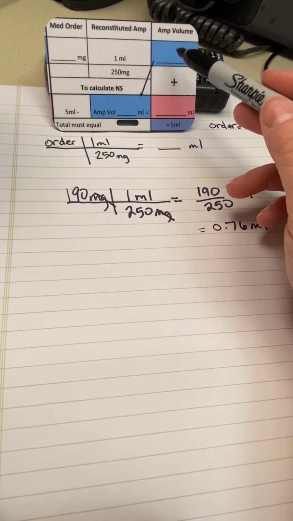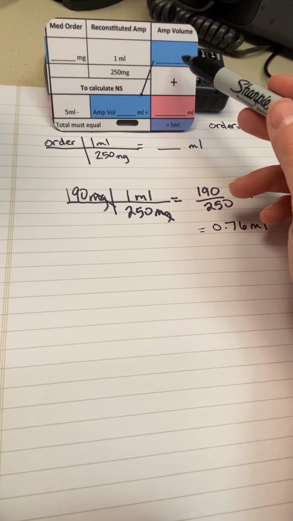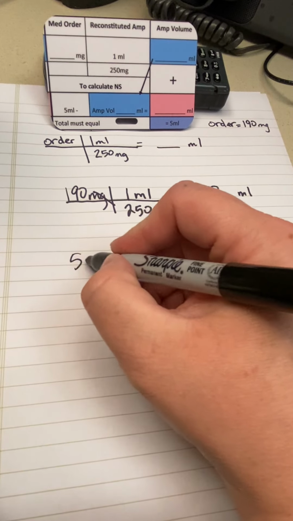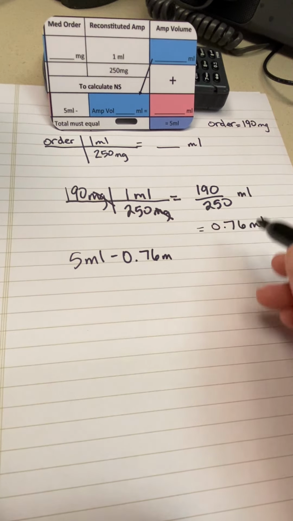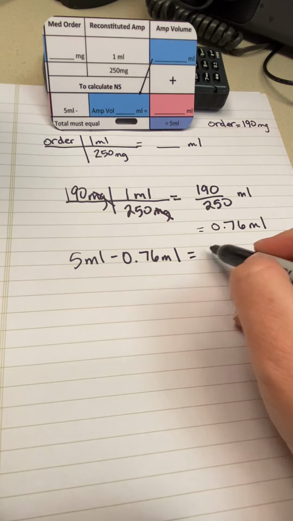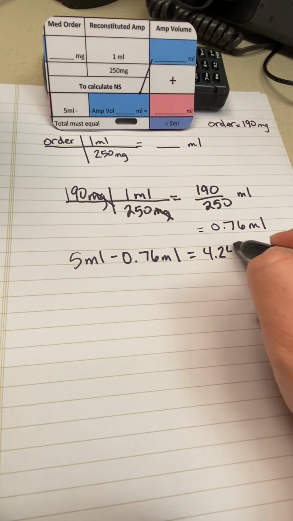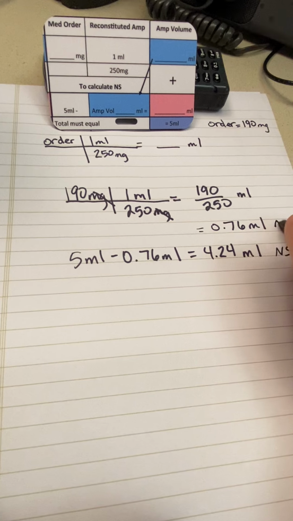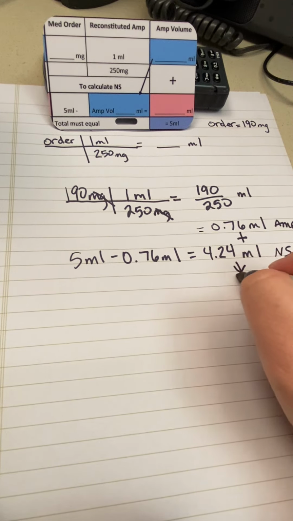So you're in this box now. You now need to figure out how much normal saline you need to add to the reconstituted ampicillin to get your total volume of 5 milliliters. So you'll do that by starting with 5 milliliters minus 0.76 milliliters of ampicillin, and that will give you a volume of 4.24 milliliters of normal saline. These two volumes should equal 5.